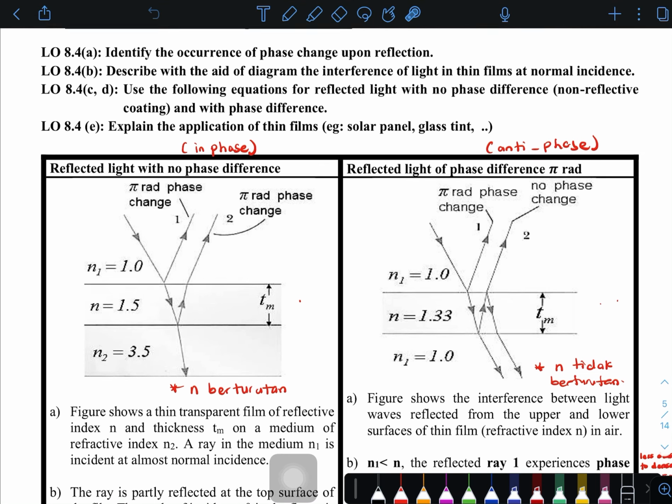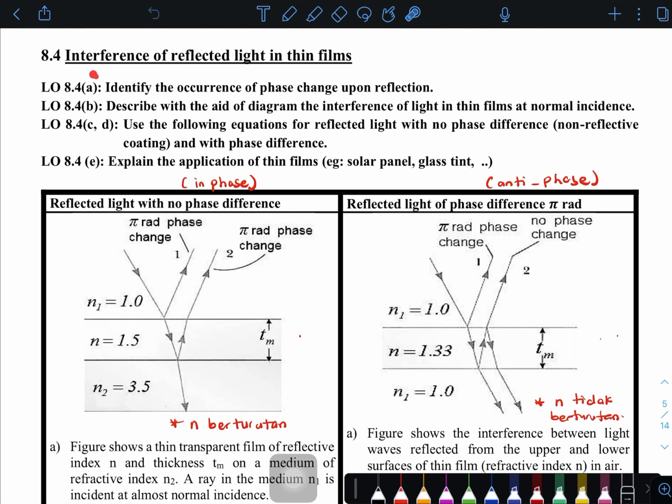Okay, so the first one ialah learning objective yang pertama, to identify the occurrence of phase change upon reflection. 8.4b, describe with the aid of diagram the interference of light in thin film at normal incident. Learning 8.4c and d, use the following equation for reflected light with no phase difference and with phase difference. And 8.4e, explain the application of thin film.